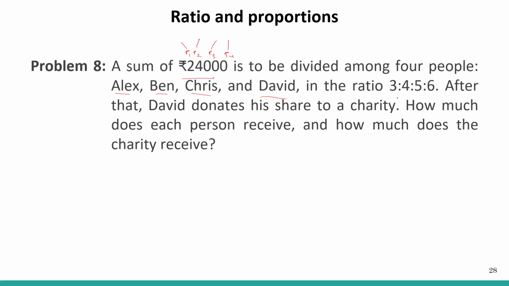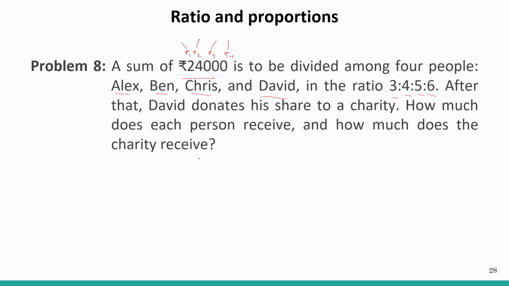So in the ratio 3:4:5:6. The ratio is given to us. This problem is also similar to problem number 6 and 5. After that, David donates his share to a charity. So how much does each person receive and how much does the charity receive?